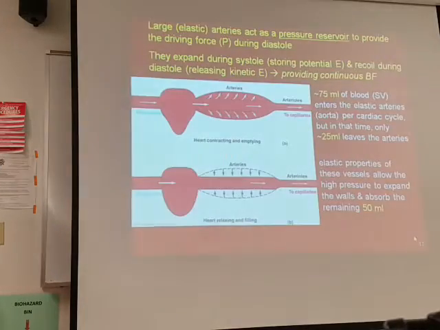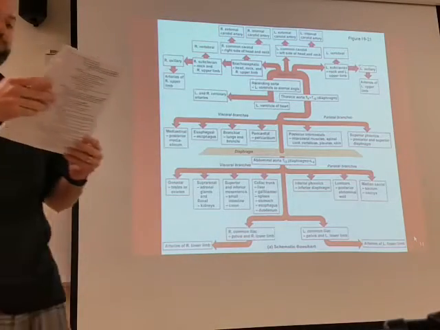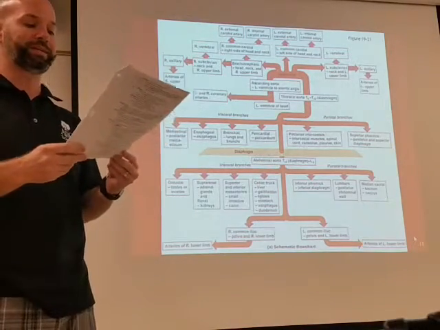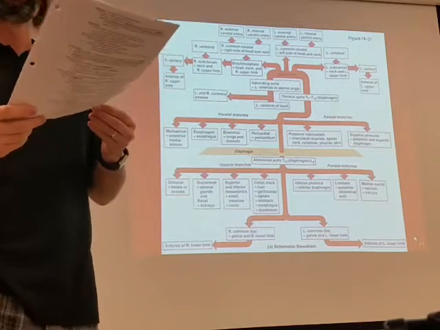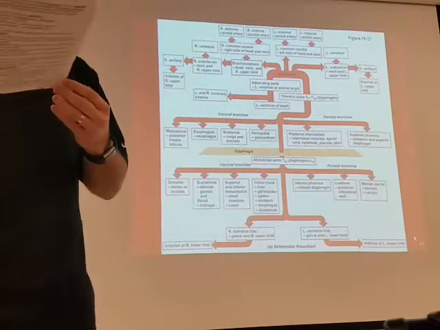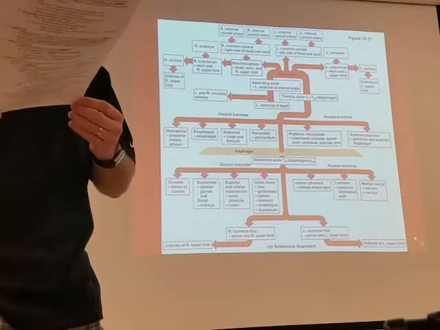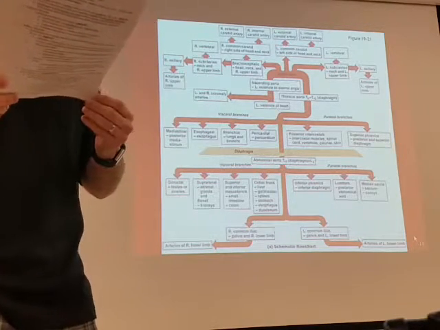So not there yet, so we'll just leave it here. Medium and small arteries. Nicknames: muscular, distributing. Muscular is an anatomical nickname. Distributing is a functional nickname.